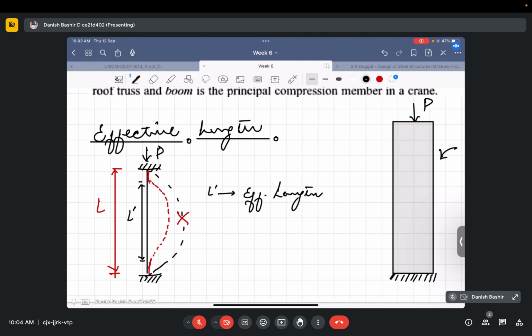So what is effective length? It is the distance between the points at which it is getting deflected. Like it is getting deflected about this point and this point. So this is the deflected length, and this is the effective length. So I write it as: the distance between points in which it is getting deflected.